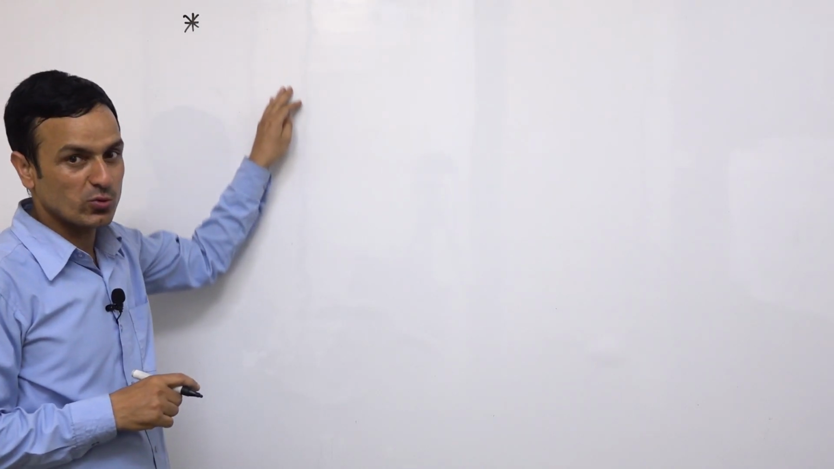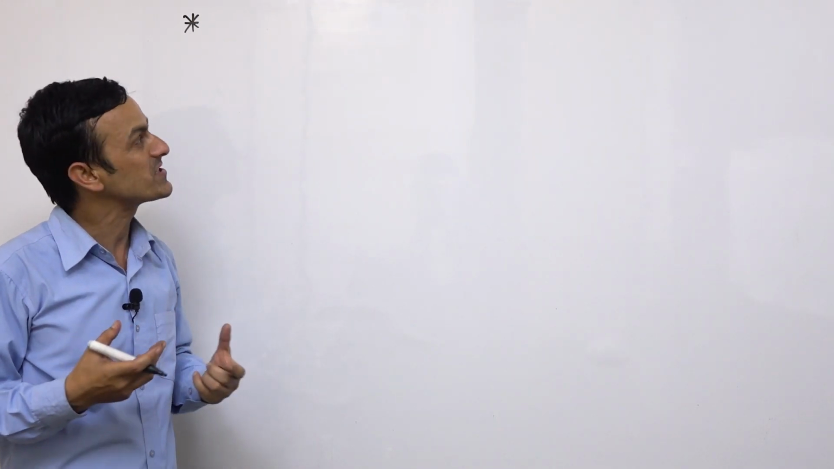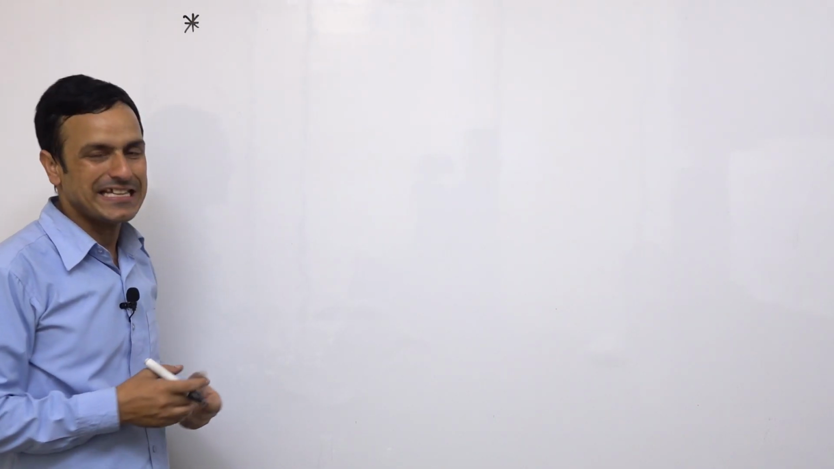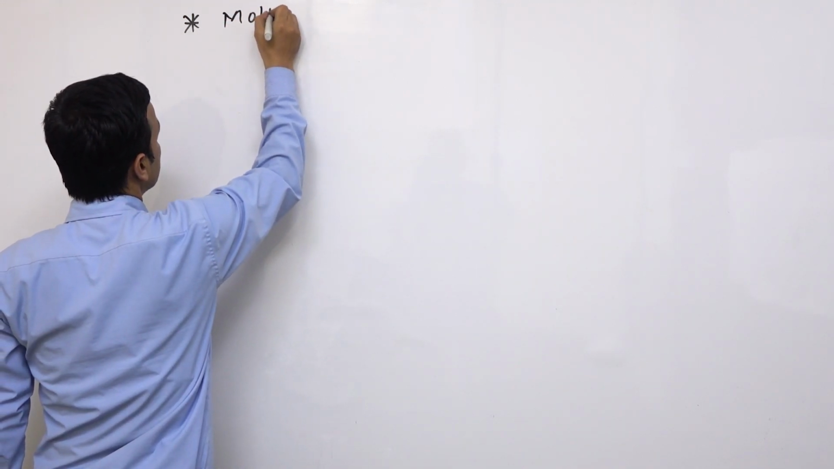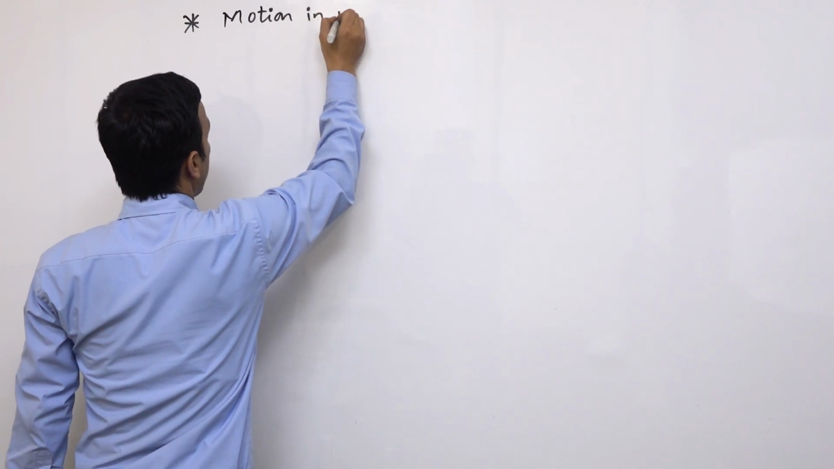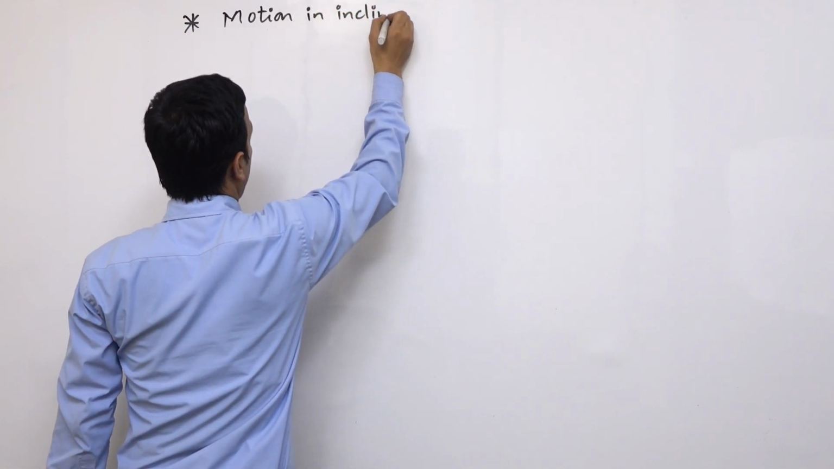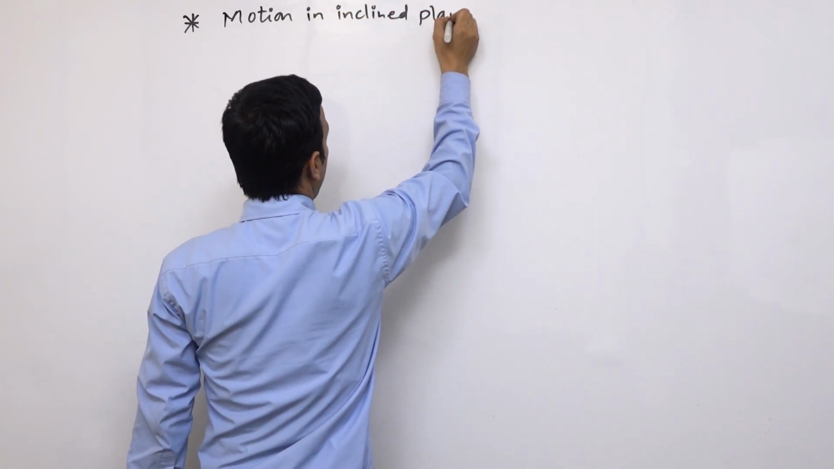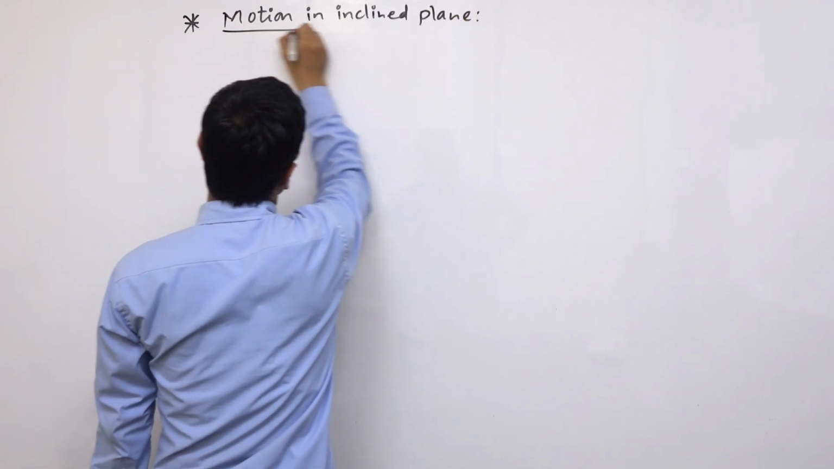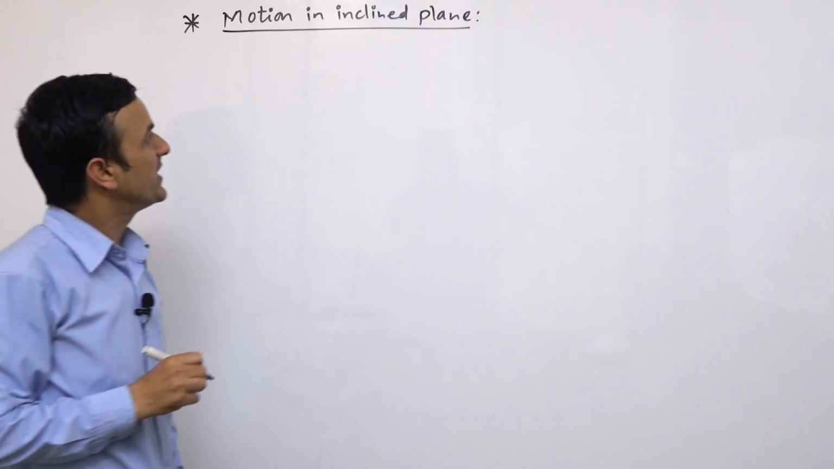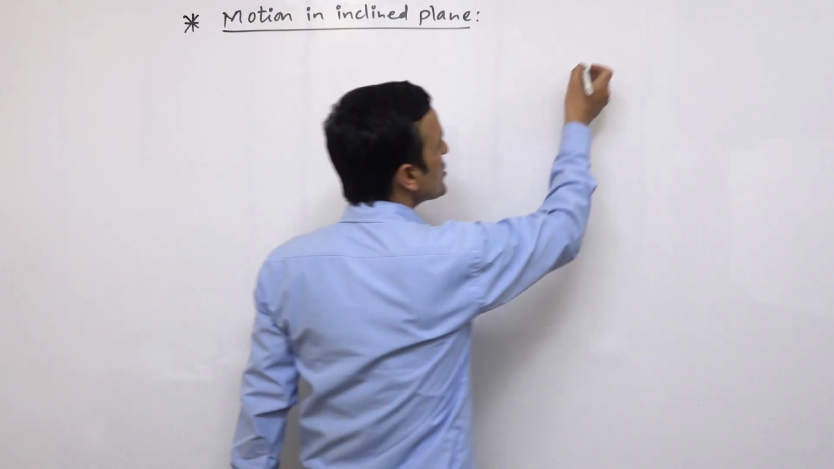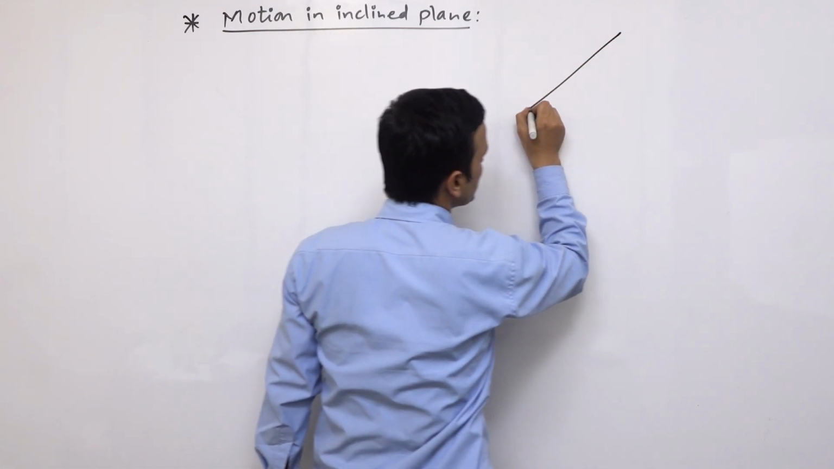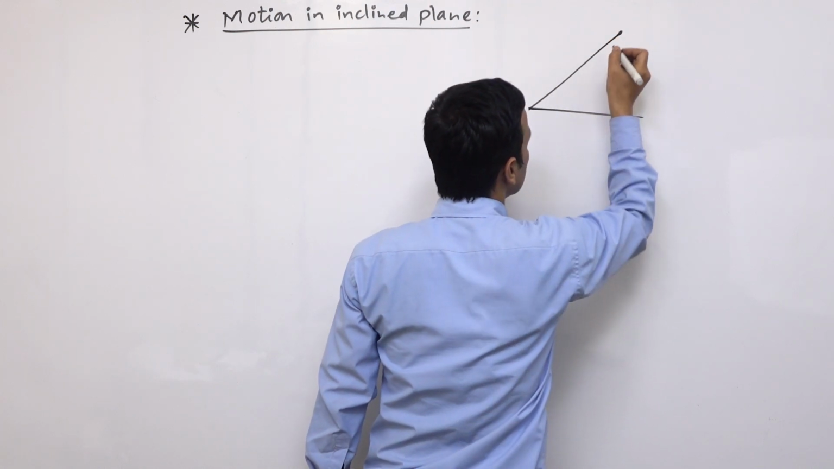Now in this section we study the motion of a body on an inclined plane. So our topic is motion in inclined plane. We study any particle which is in motion on an inclined plane. So let's draw this inclined plane. So this is the inclined plane.